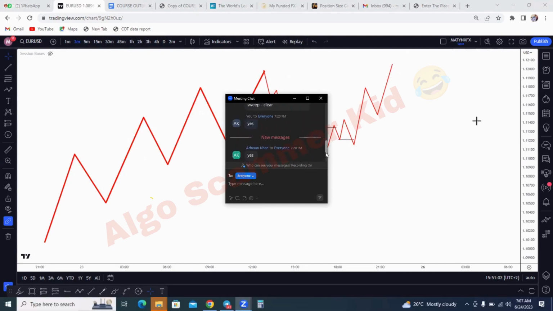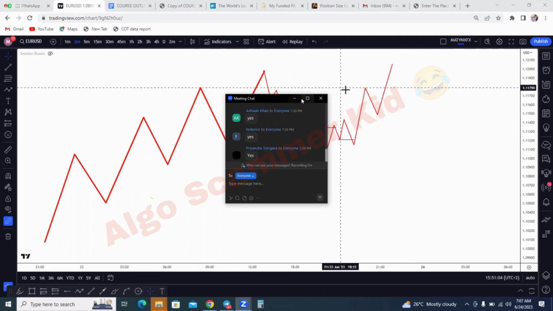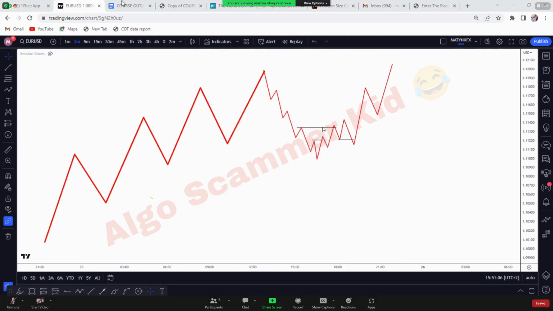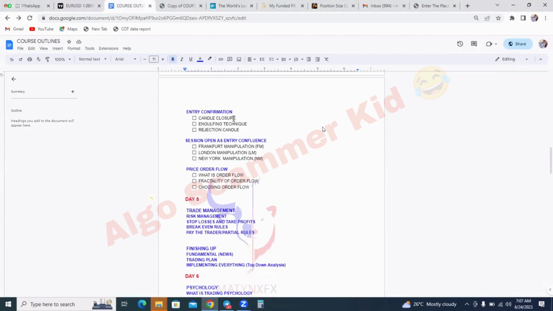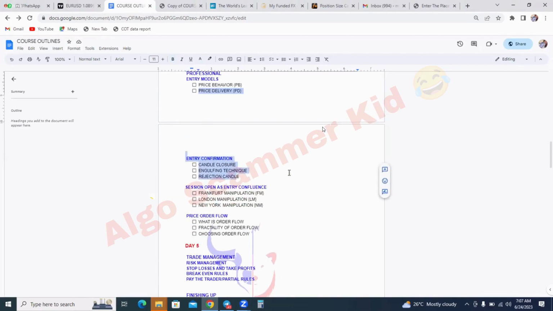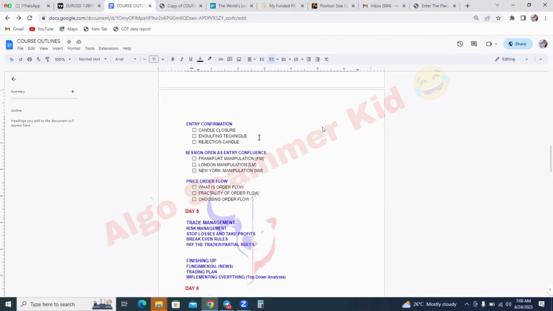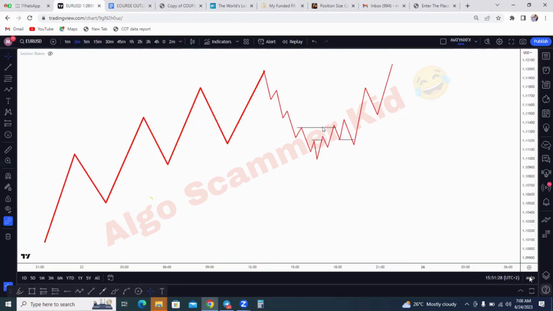Okay, yes. Awesome. So I believe this is very clear. Price behavior, price delivery, and we have entry confirmation. Within the algo, we have just 3 entry confirmations. Majorly, you can have other entry confirmations, but when you look at it closely, there are still these 3 entry confirmations. So first and foremost, we have the candle closure. So candle closure, what does candle identify?